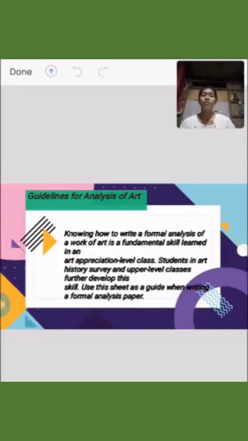So, guidelines for analysis of art. Knowing how to write a formal analysis of a work of art is a fundamental skill learned in an art appreciation level class. Students in the art history survey and upper level classes further develop these skills. Use this sheet as a guideline when writing a formal analysis paper. So we need to know how to write a formal analysis, and these guidelines guide us in writing a formal paper. It can also help us to analyze the artwork easily.